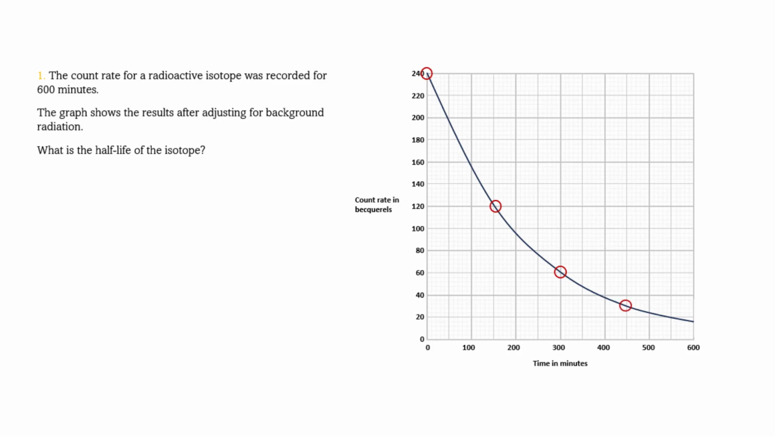So the time it takes to drop from 240 to 120 becquerels is 150 minutes. And the time it takes to drop from 120 becquerels to 60 becquerels is 150 minutes. And to drop from 60 to 30 is also 150 minutes. So the half-life is 150 minutes.